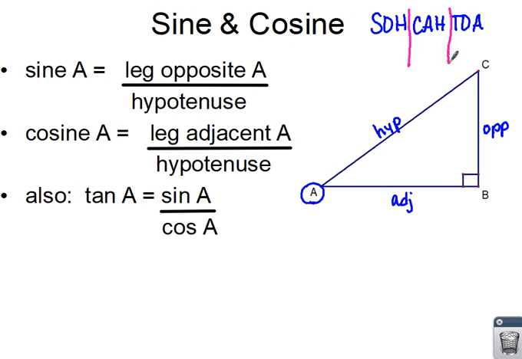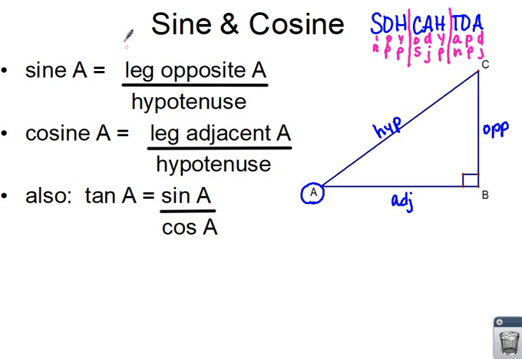SOHCAHTOA. S is sine, O is opposite, H is hypotenuse. So sine is opposite over hypotenuse. C is cosine, adjacent, hypotenuse. So cosine is adjacent over hypotenuse. And then T is tangent, and then opposite over adjacent.